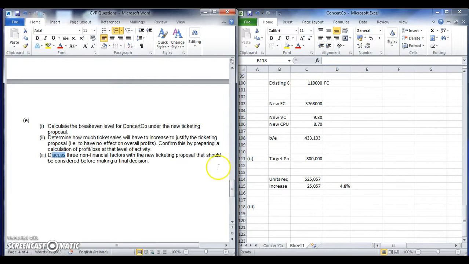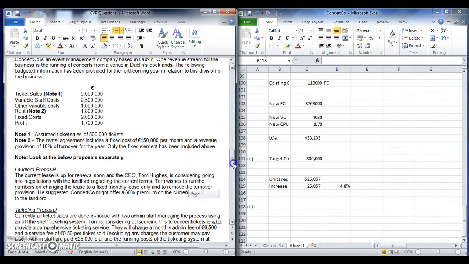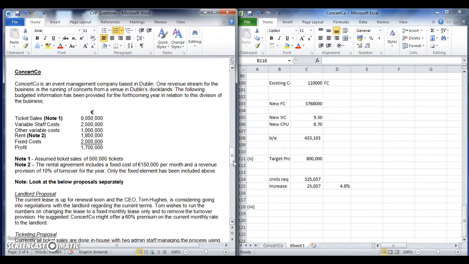So that is ConcertCo. So a good exam standard question in terms of the calculations and the detail involved, and covering the cost, volume, profit analysis.